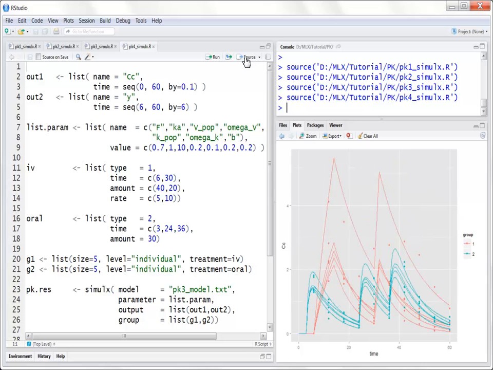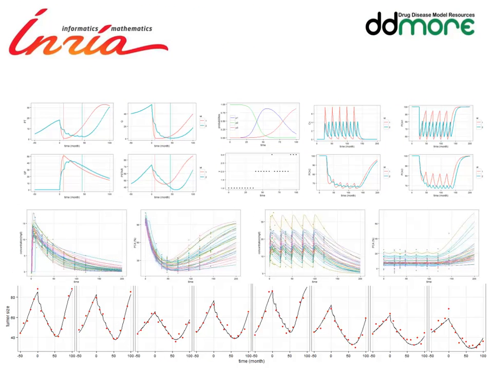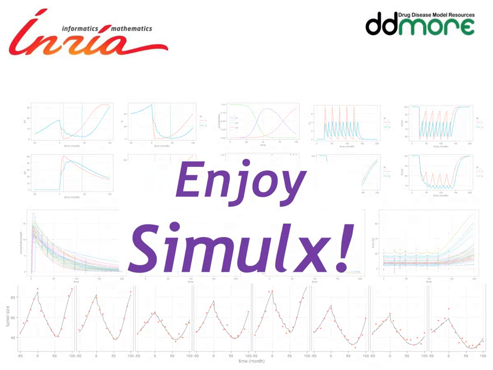In this code, 2 groups of 5 individuals each are defined. Infusions are administered to the first group and oral doses are given to the second one. Look at the documentation for more details about Simulx and more examples. Enjoy Simulx.